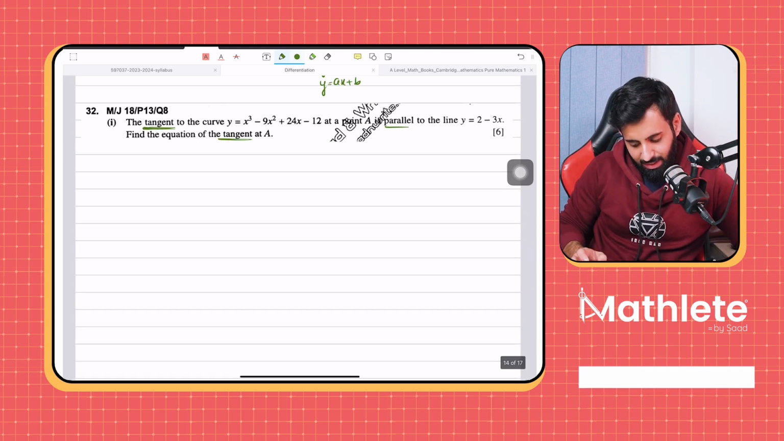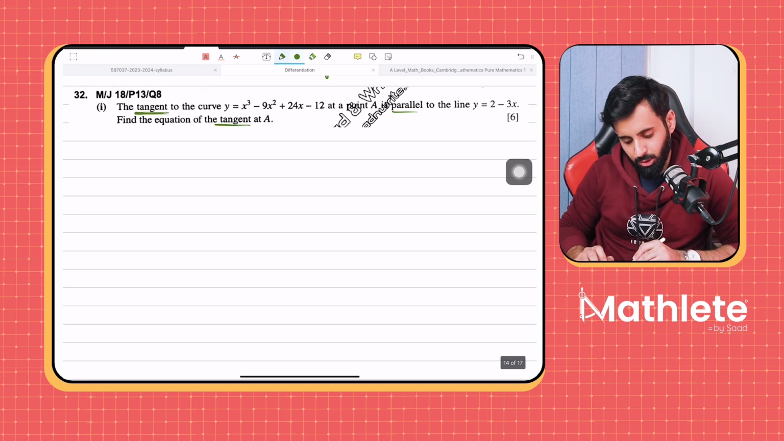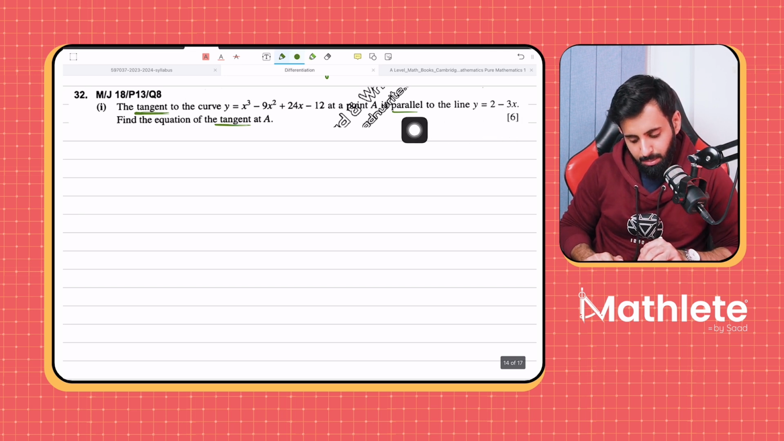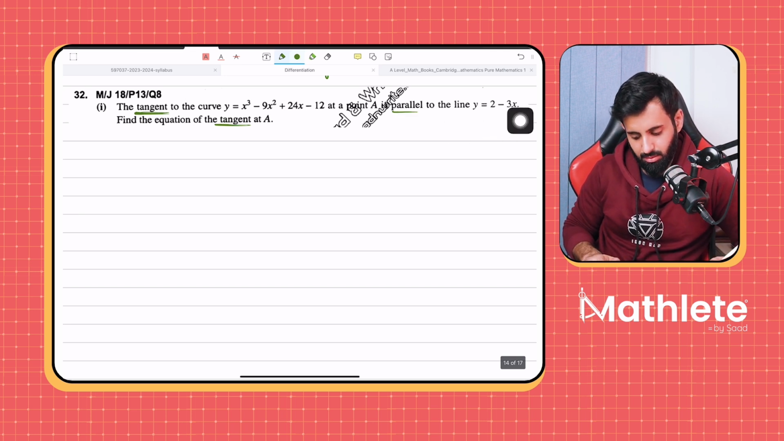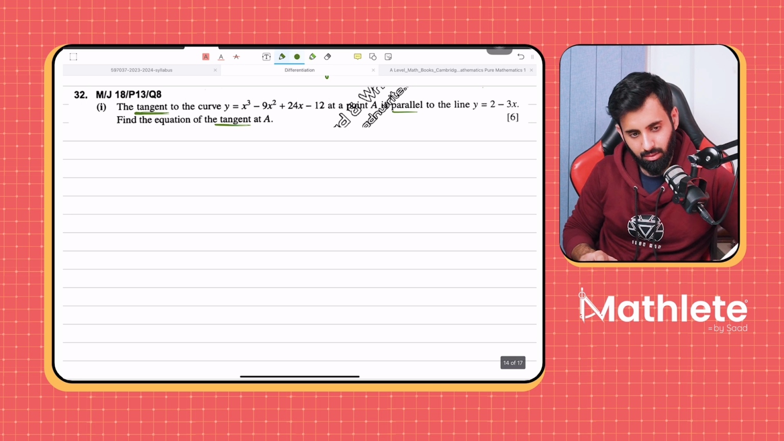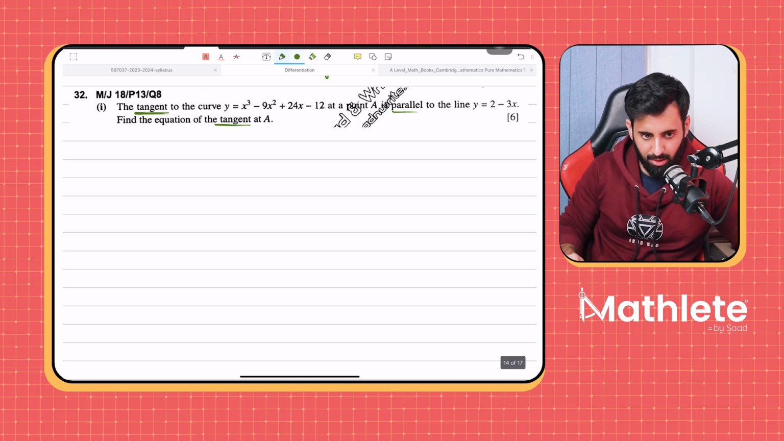Now, what exactly is this question trying to say, and what does it want? Let's look into that. So, the tangent to the curve at point A is parallel to this line. So, what happens when two lines are parallel? Same gradient. Okay. So, technically, what do we know about the tangent? We know what it's parallel to. Think about it.